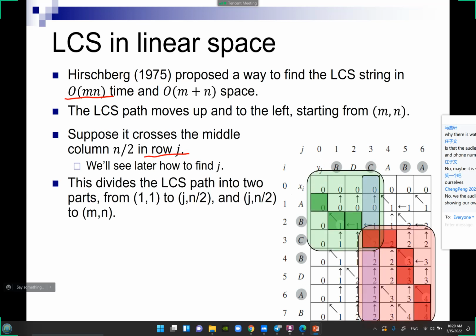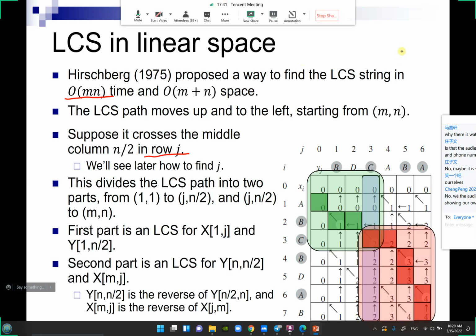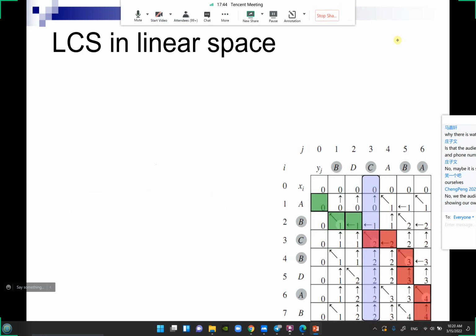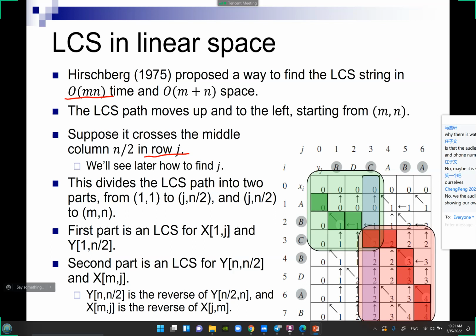The way this is going to work is that we need to observe something. It's basically the optimal substructure property. If you take this path and then you take this middle crossing point over here, then this is going to break the entire matrix into these two submatrices, the green one and the red one on the lower part. Now you see that part of this path is going to go through the green matrix and the other part goes through the red matrix.